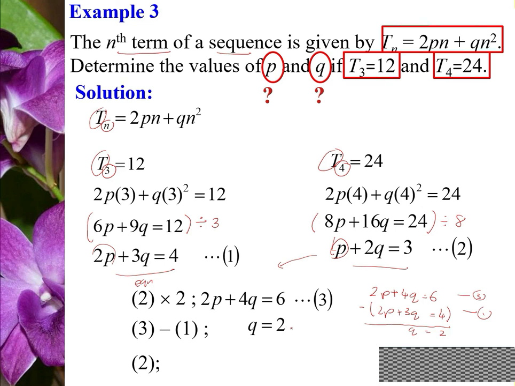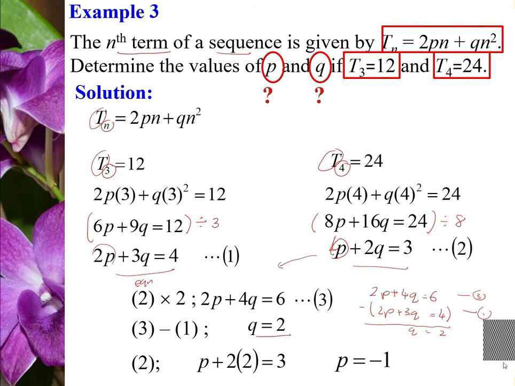Next, we want to find the value of p as well. So to find p, you can just substitute in q equal to 2 into any equation that you like. First equation, second, or third equation. So let's say I substitute into the second equation, because now it's more convenient since it has only one p here. Our final answer is p equal to -1.